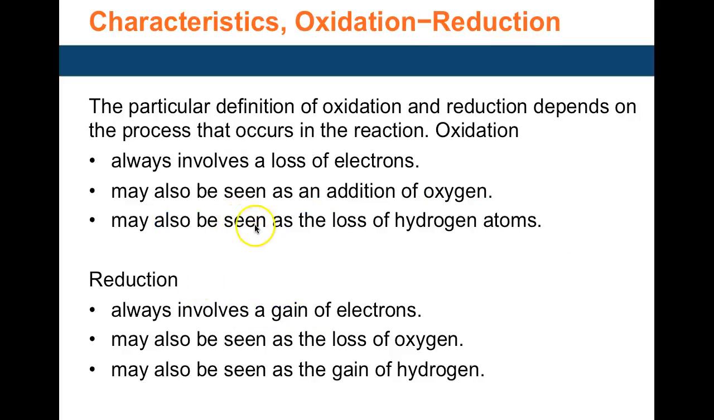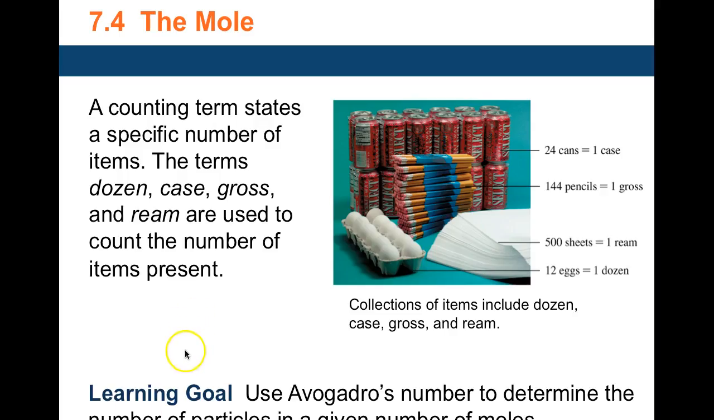All right. So the definition of oxidation and reduction depends on the reaction. The best definition is the loss of electrons. But as we saw in biochemical reactions, it could be addition of oxygen or loss of hydrogen. All right. Again, reduction is gain of electrons, best definition, but sometimes loss of oxygen or gain of hydrogen, as you saw in biomolecules, is also reduction. All right, we will stop here.